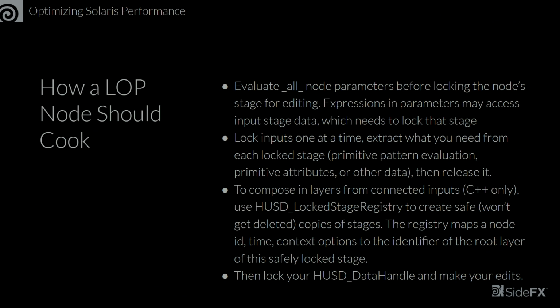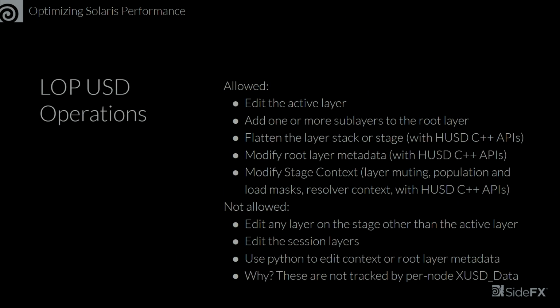And then once you've gathered all that information and you've done your locked stage registry stuff and you have all the stages or all the layers that you're going to compose onto the stage, then you lock the data handle and make your edits. So what are you allowed to do in a lop cook method? You can do whatever you want to the active layer. You can add sublayers to the root layer. They can be lop layers, layers on disk, or layers that point to SOP nodes.